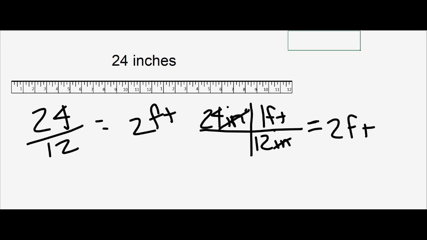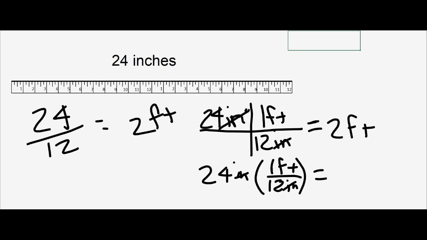So that's what we call unit analysis. I prefer to do it this way: 24 inches, I use the parentheses, times 1 foot per 12 inches. Then the inches cancel. And we get 2 feet.